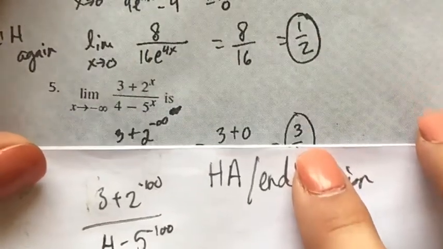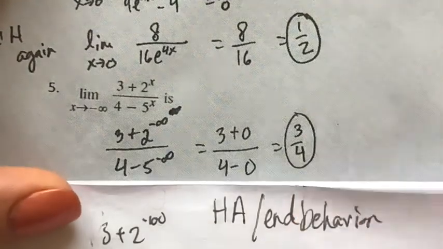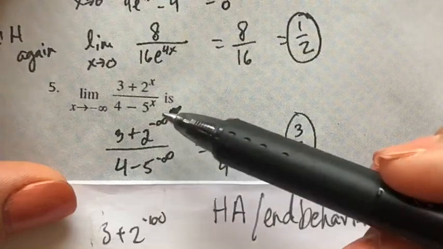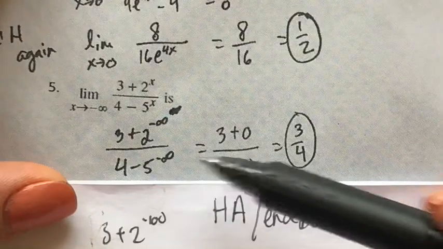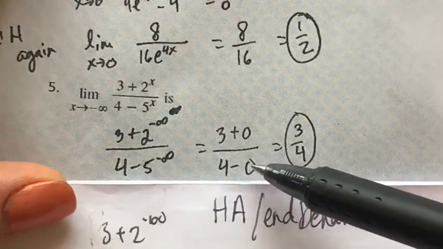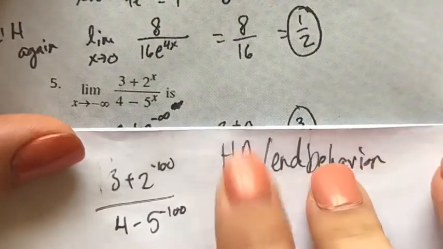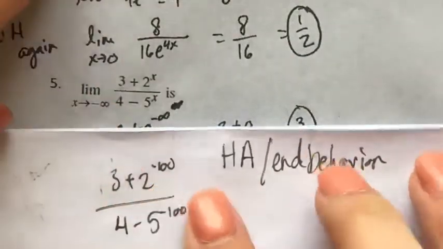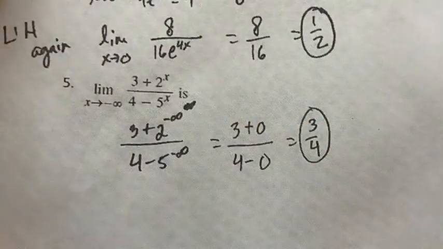Okay, let's do it. So the answer is 3/4. 2 to the negative huge number, whether you think negative infinity or negative 100, is really close to 0. Same thing with 5 to the negative infinity, really close to 0. So you get 3/4. Okay, so with horizontal asymptotes and end behavior, you can just try plugging in a really huge number, a really huge negative number. Okay, let's do number 6 now.